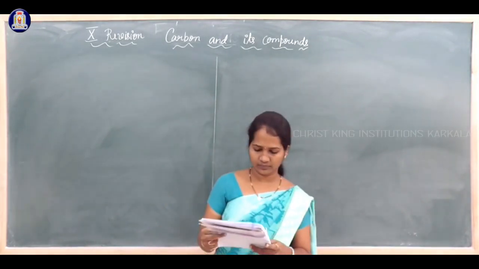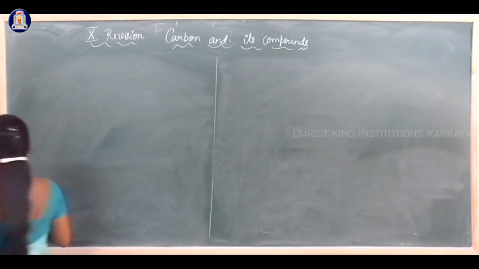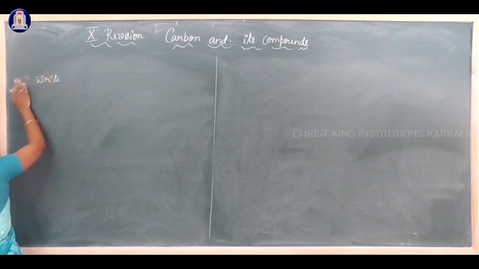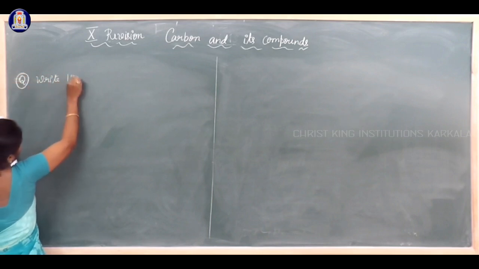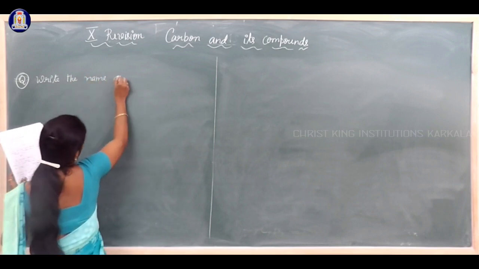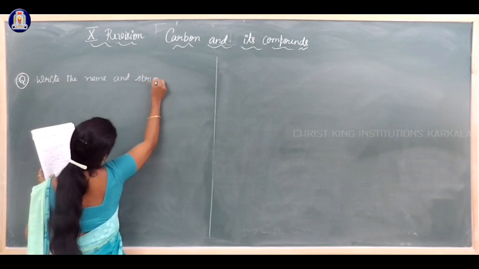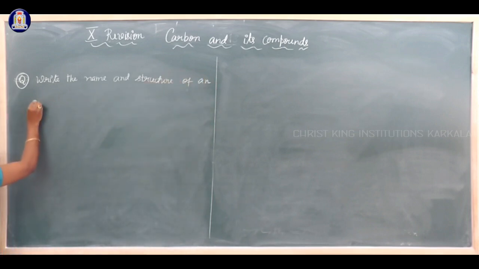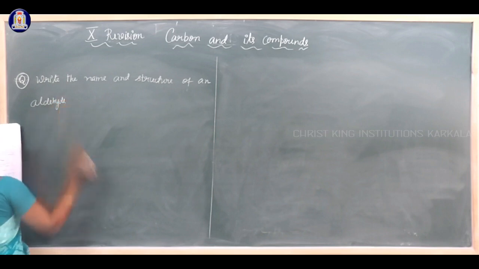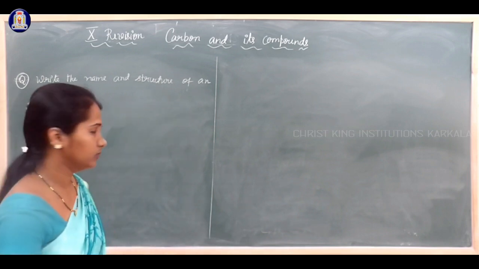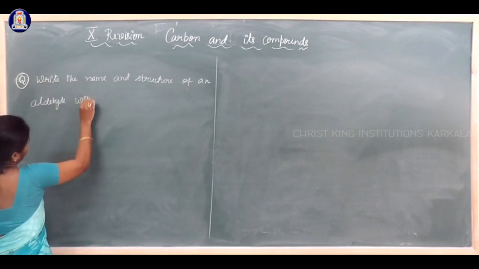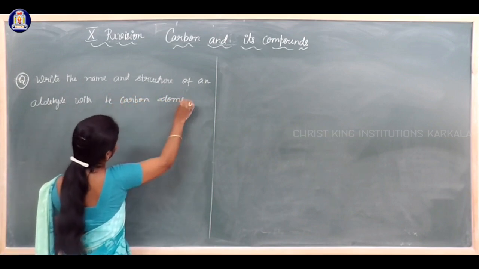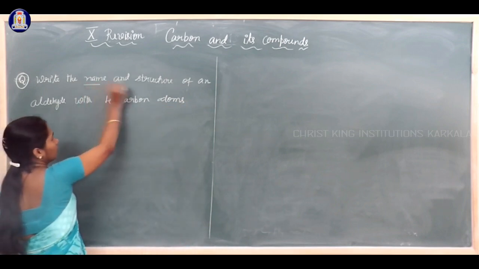We'll move to the next question. The question is, write the name and structure of an aldehyde with 4 carbon atoms in its molecule. We have to write the name of the compound and we have to write the structure.